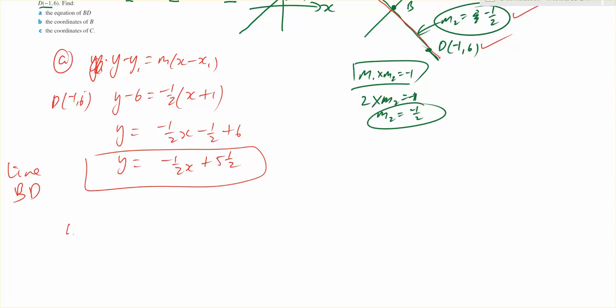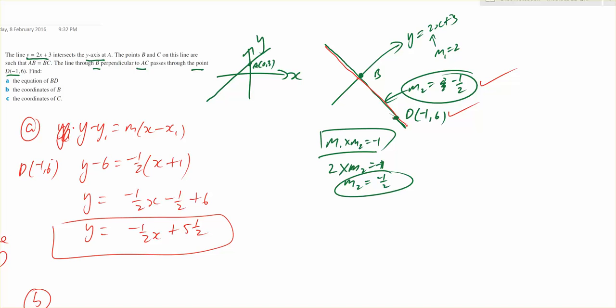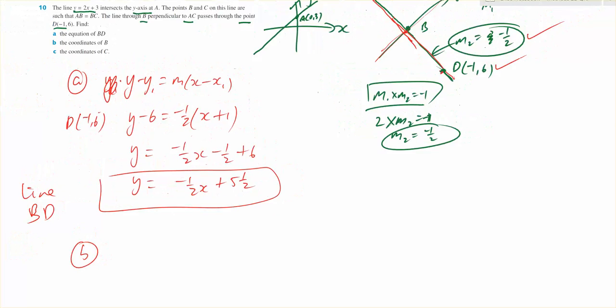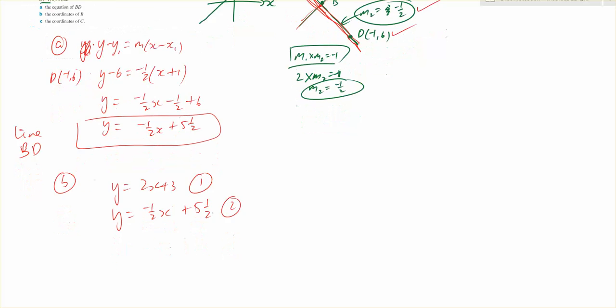For part B, we're trying to find the coordinates of B, because they've only given us the point D on the perpendicular line. The point B happens to be where the original line and the perpendicular line intersect. So very simply, we're trying to solve for when they intersect. Our equation 1 would be the original line, y equals 2x plus 3, and we want to find where it intersects the line we just worked out, the perpendicular line. So y equals -1/2 x plus 5.5, that's equation 2.